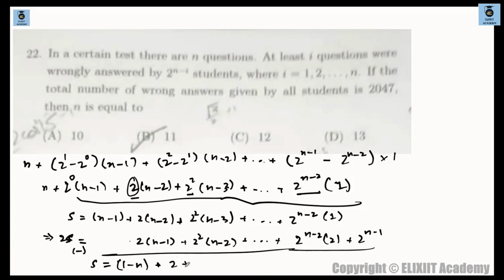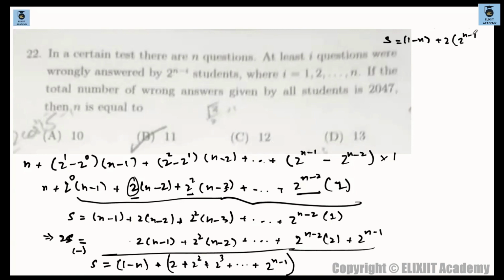So you will be getting 2 plus 2 square, similarly 2 plus 2 square plus 2 cube, and so on till 2 to the power of n minus 1. Finally, we are having this series, and this is a standard series which you can solve, right? So likewise, we are getting S to be 1 minus n multiplied by 2 plus 2 square, and so on. This is basically a GP. So 2 times of 2 to the power of n minus 1.